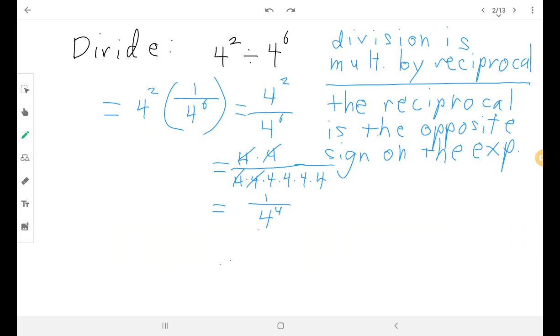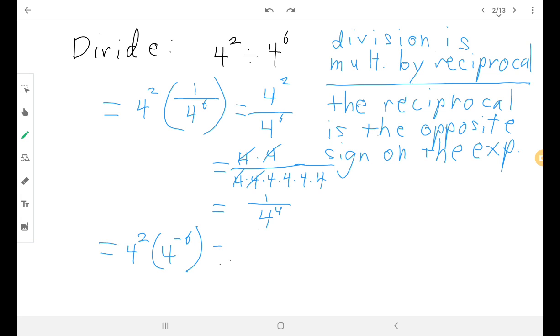And you could certainly do it that way, but there is another way of doing it, and the other way of doing it is to say this is 4 to the second times the reciprocal of 4 to the sixth, meaning 4 to the negative sixth, the opposite sign. Since this is a positive 6, we change it to a negative 6. And 4 to the negative sixth means that right there. These are all saying the same thing with slightly different syntax, okay?